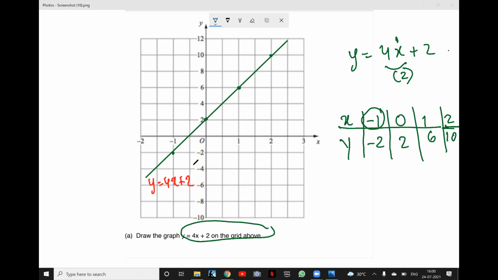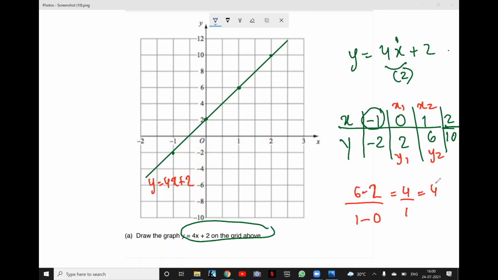In order to find my gradient out here, again it is the same thing: y2 minus y1 upon x2 minus x1. I can consider any coordinates and I will be getting the same answer. For example, let us consider that this is x1, y1, x2, y2. So y2 minus y1 upon x2 minus x1. Answer is 4.